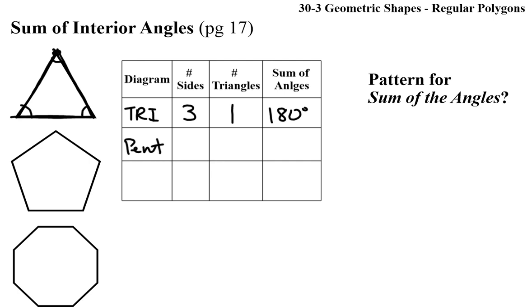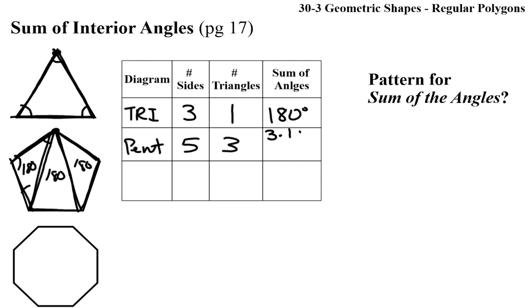5-sided pentagon. We know there's 5 sides. Well, if I choose a vertex and I connect it to all the other vertices, what do I end up with? We end up with 3 separate triangles. So we get 3 triangles, and what are the angles in each triangle? 180. So the sum of the angles would be 3 triangles times 180 degrees, and that's 540 degrees. Try the octagon and then do it with me.